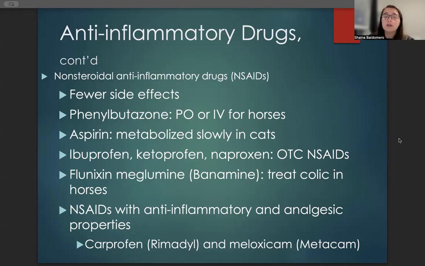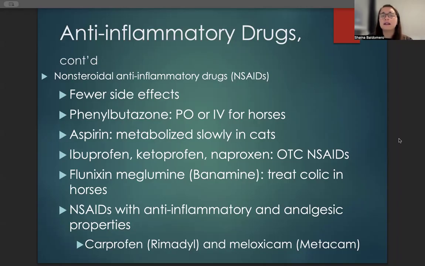In dogs, we use carprofen. It's known as Rimadyl. We can also use meloxicam, known as Metacam. In cats, we like to use Onsior. And we went over it previously, but there are a lot of narcotic pain medications, which we'll show you here as well, that can be used, of course, for pain as needed.